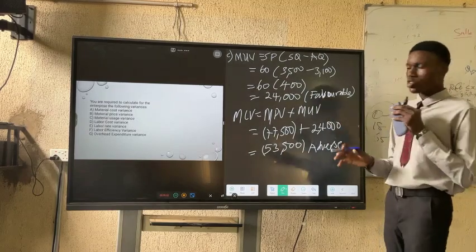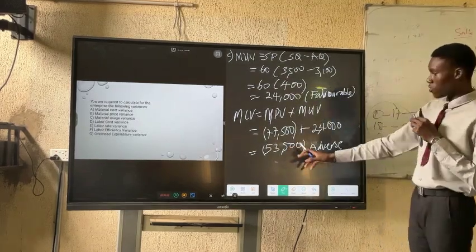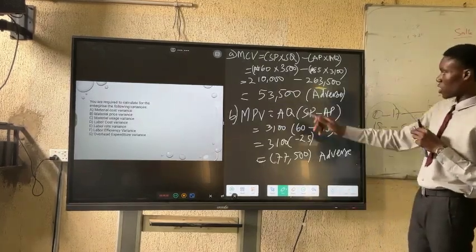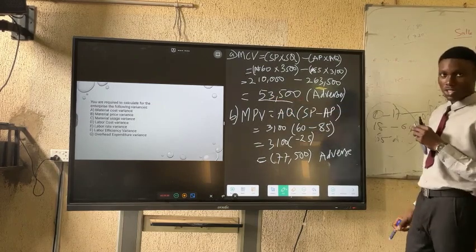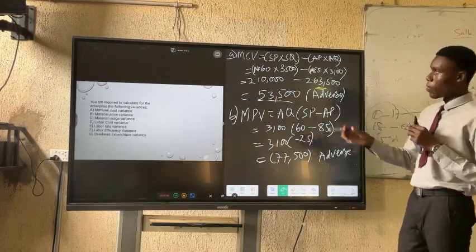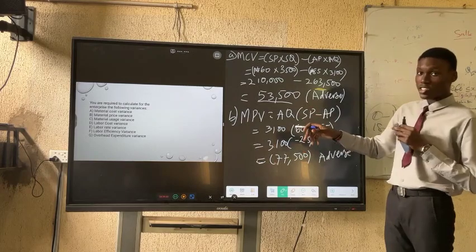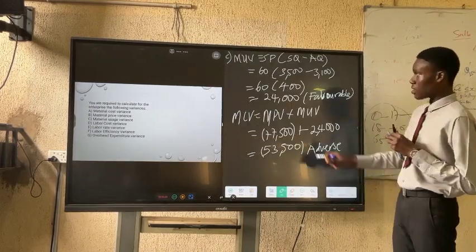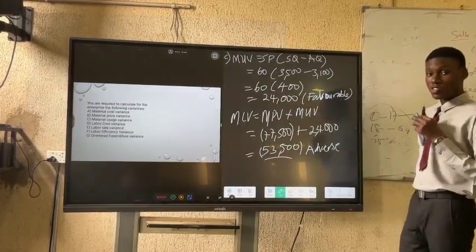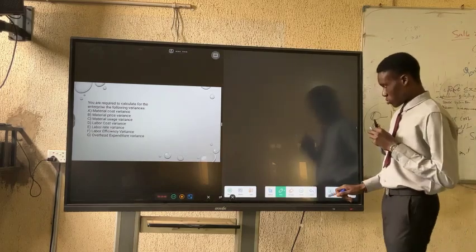So you bear witness with me that this negative value 53,500 is also the same thing here, 53,500. So you can say that it's the same thing. Material cost variance is the same thing as the addition of material price variance and material usage variance. So now let's continue.